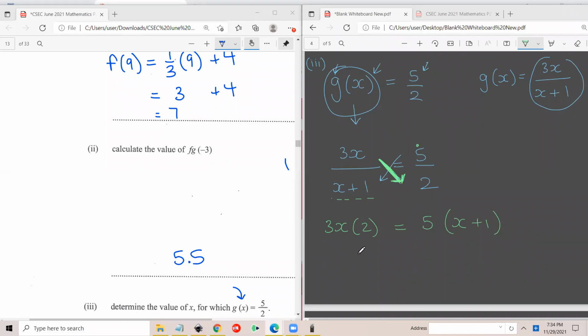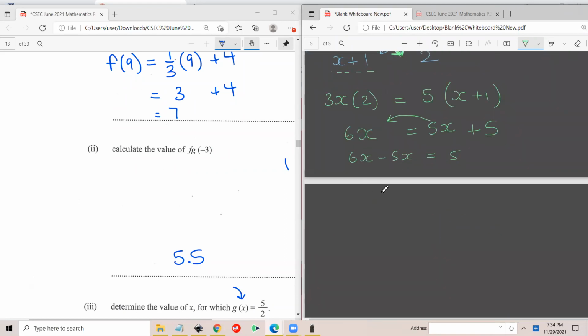All right. Let me see what's the correct answer. 3x by 2 is 6x. 5 by x is 5x, and 5 by 1 is 5. Yeah, the answer is going to be 5. When you throw across positive 5x, you'll get minus 5x. Right? So 6x minus 5x is x, well, 1x. So x is equal to 5.